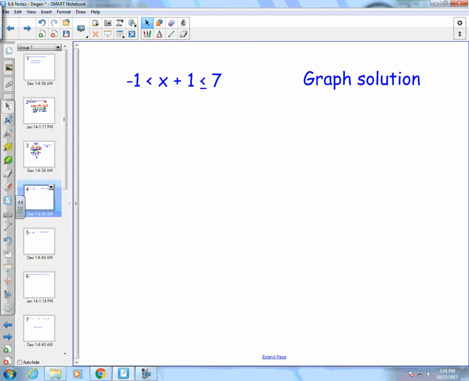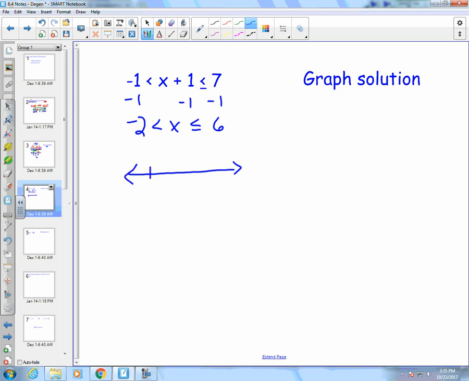Let's check out -1 is less than x plus 1 is less than or equal to 7. We'll subtract 1 in all three sections. That gives us -2 is less than x is less than or equal to 6. When we graph, that gives us a -2 and our +6. We need a closed circle on the +6, an open circle on the -2. All numbers smaller than 6, but larger than -2. So that we end up with our compound inequality as our answer and our graphing.